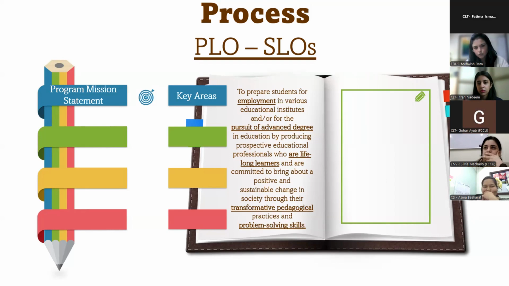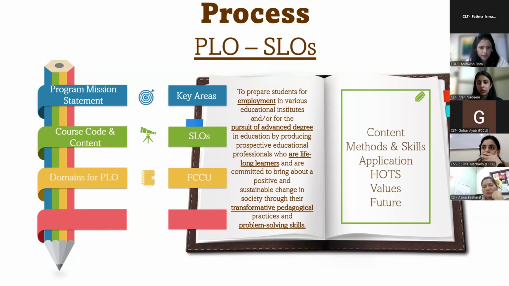So in consultation with the Dean of Faculty, we identified the key areas. Different courses are then planned, and SLOs are defined so that the PLOs are defined in accordance with these key words, and then student learning outcomes are defined for different courses to accomplish these program learning outcomes. Different domains of program learning outcomes are defined.